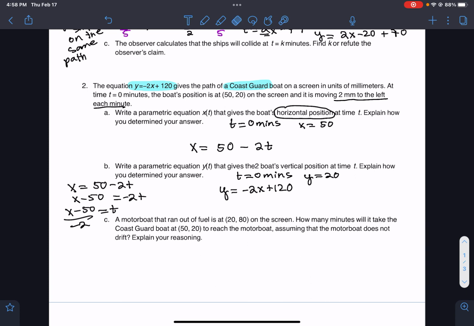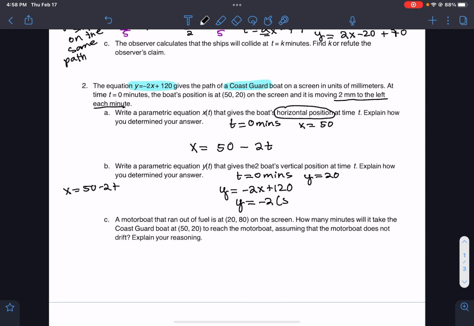Because you see here, actually, I'm going to erase this for a second. x equals 50 minus 2t. All I really need to do is take this and substitute it for x. I'm so sorry about that. So do you see here that y equals negative 2 times 50 minus 2t plus 120, and we get y equals negative 100 plus 4t plus 120, and we get y equals 4t plus 20. And that is actually our equation here.